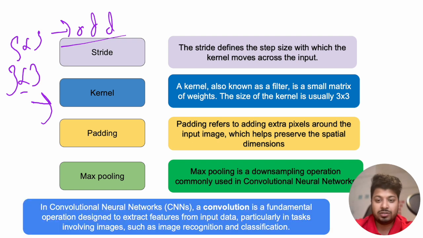Then we looked at the star of the show, the actual architecture of a CNN and what a convolutional operation is. By definition, a convolution is a fundamental operation designed to extract features from input data, particularly in tasks involving image manipulation, recognition, or classification. We also looked at what function we use when there is a binary classification and what function we ideally use when there is a multi-class classification.